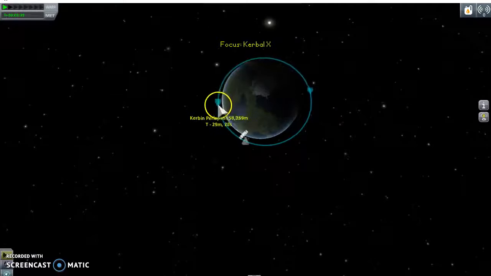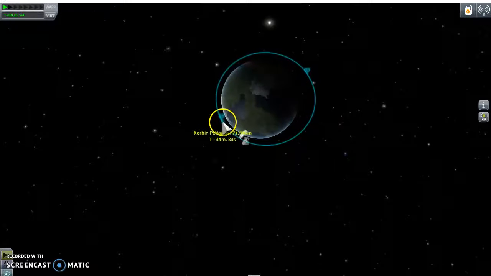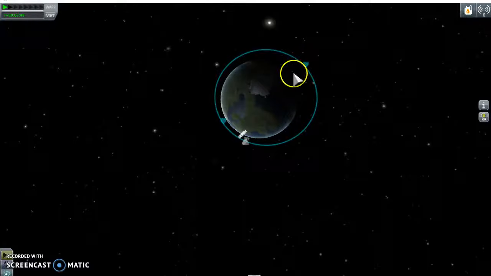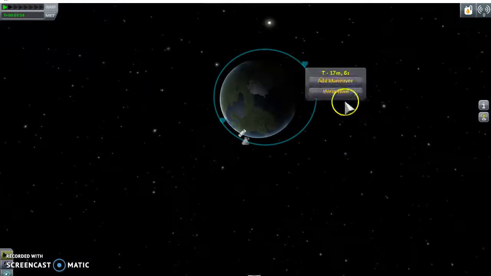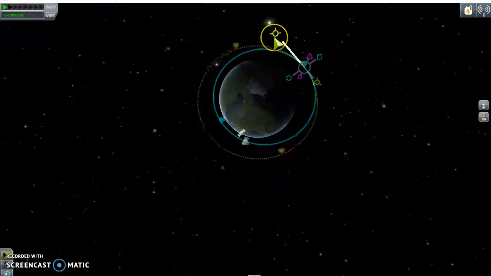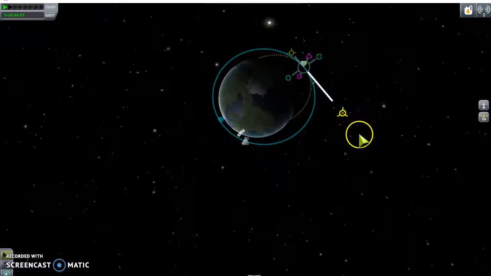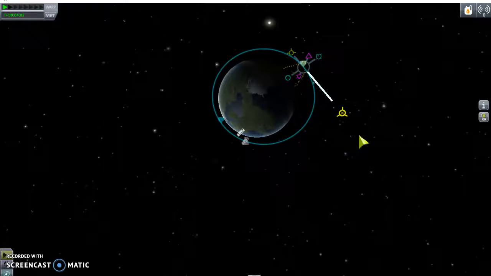Orbits are very important for you to stay in space because, as lots of people say, getting into orbit is halfway to getting anywhere. The orbital mechanics work like this. If you burn prograde, you raise the opposite end of your orbit. And if you burn retrograde, it lowers the opposite end of your orbit.